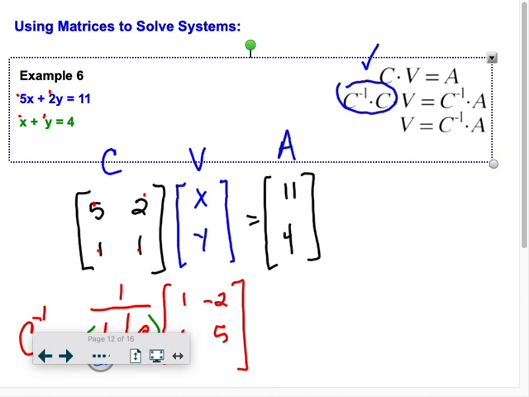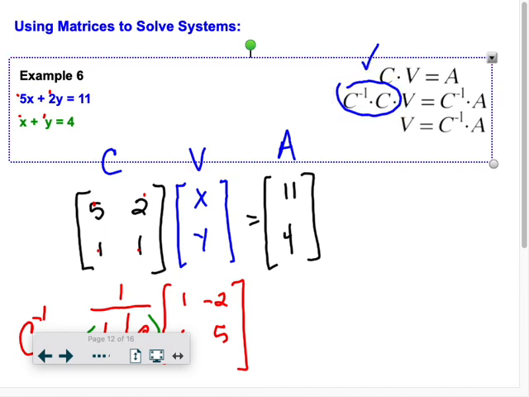Now, in a standard linear equation, you would divide both sides by C, but there's no division with matrices here. So what we're going to do is multiply both sides by the inverse of C, because we know from an earlier slide that the inverse of C times C is going to give us the identity matrix, which is similar to 1 in the number system.